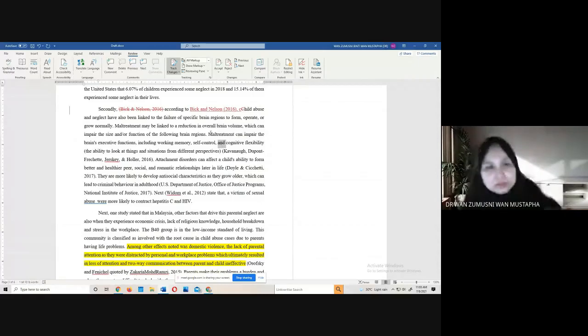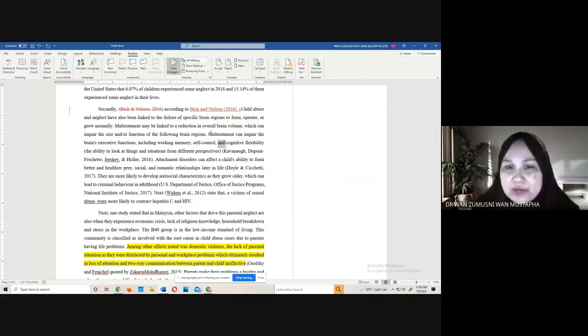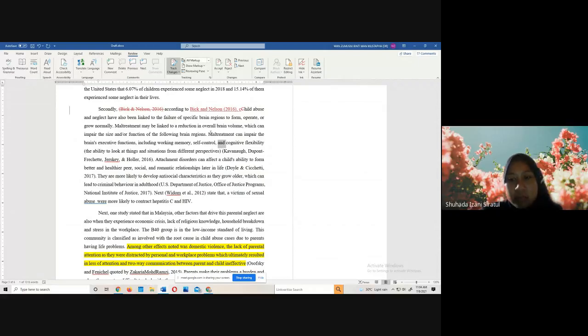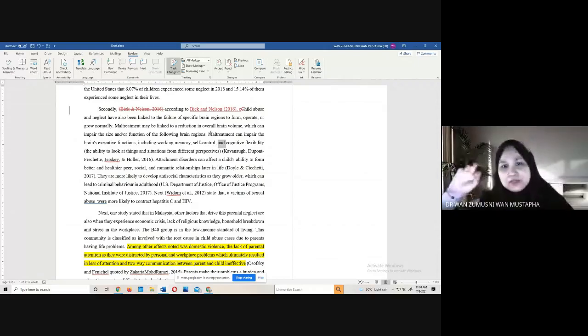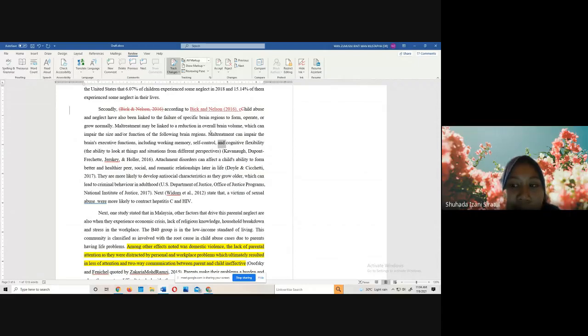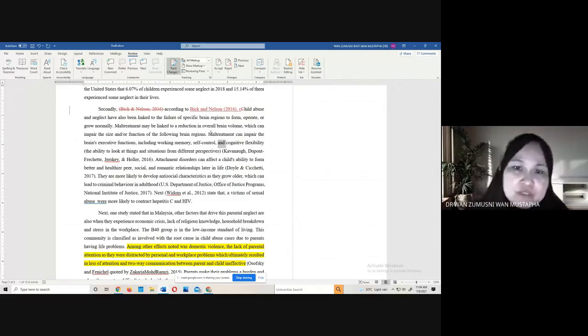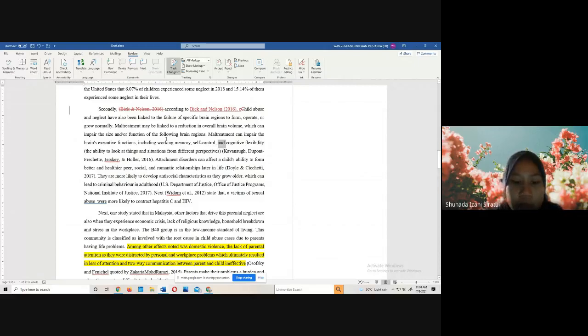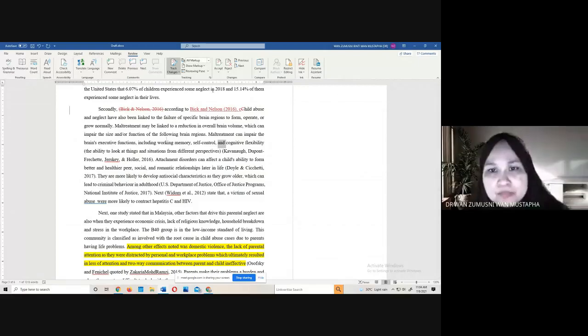So in the second point, the second point of parental neglect is causing specific brain regions not able to form, operate or grow normally. Is that what you're trying to say? You kena tulis balik lah sebab sini macam. So you can say that parental neglect. Do you want me? Let me rewrite this, okay?